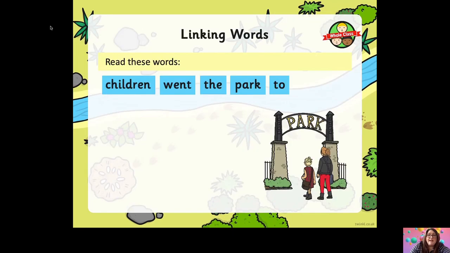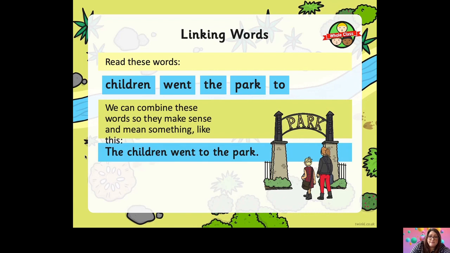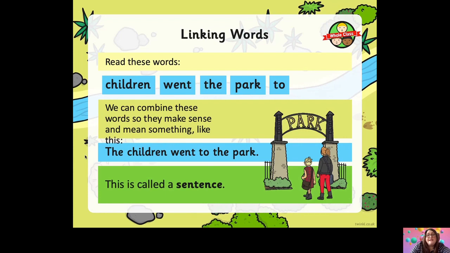Our first activity today is to link words together. Can you read these words? We have children, went, the, park, and to. These words alone don't make sense. They're not in a sentence yet. But we can combine them together to make sense, like this. The children went to the park. This is called a sentence. We've put the words in order.